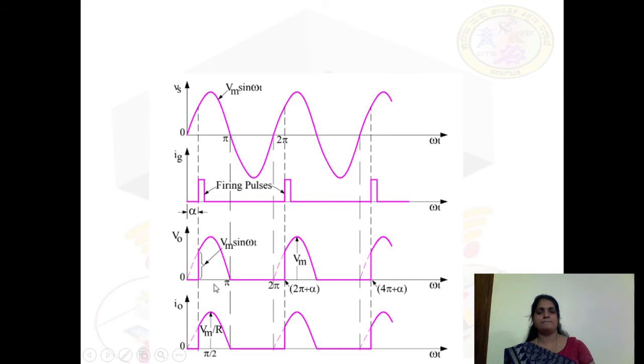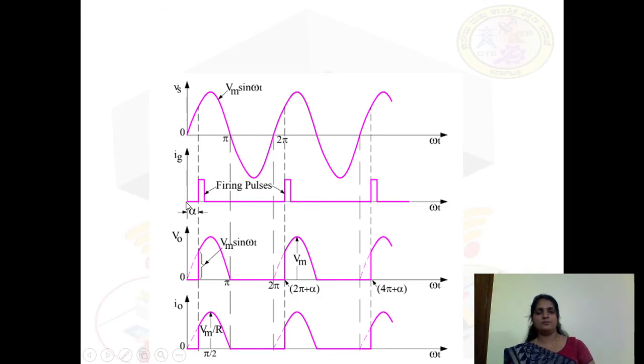This is alpha plus pi, and this is 2 pi plus alpha. Similarly for the next further cycles. And the final waveform, the fourth waveform, indicates the output current flowing at the load. It's Vm divided by R, the maximum voltage Vm divided by R. It gives the output current. So these are the information.